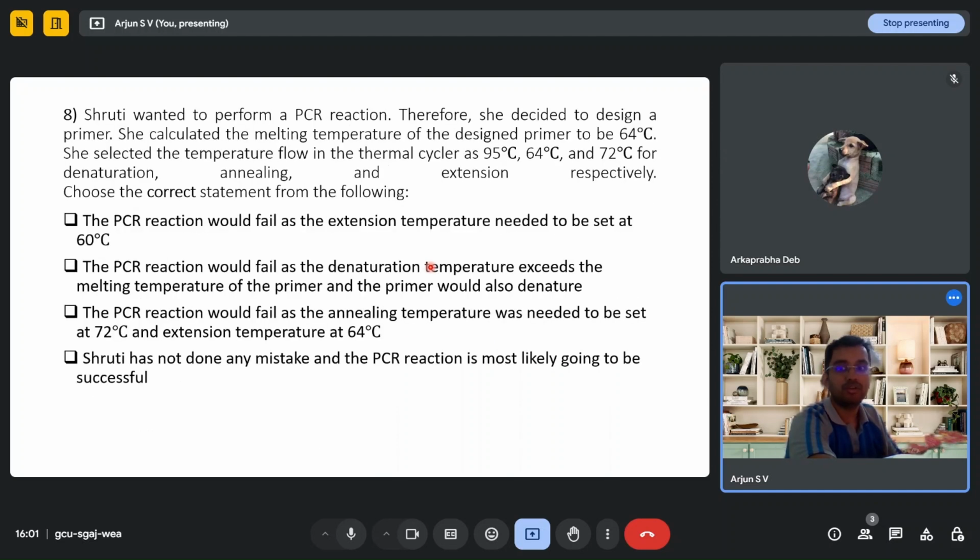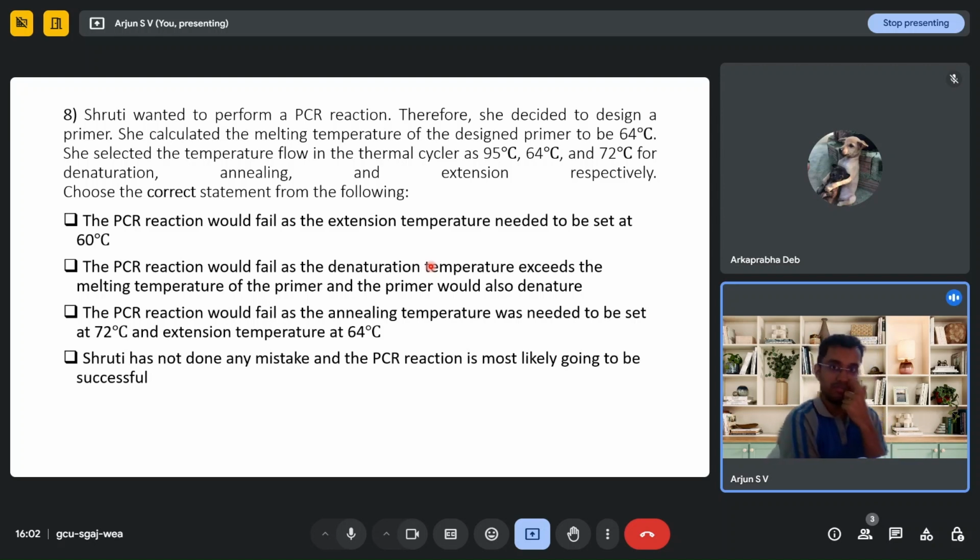So question number 8. Shruti wanted to perform a PCR reaction. Therefore, she decided to design a primer. She calculated the melting temperature of the designed primer should be 64 degrees Celsius. She selected the temperature flow in thermal cycler as 95 degrees Celsius, 64 degrees Celsius and 70 degrees Celsius for denaturation, annealing, and extension, respectively. Choose the correct statement from the following.